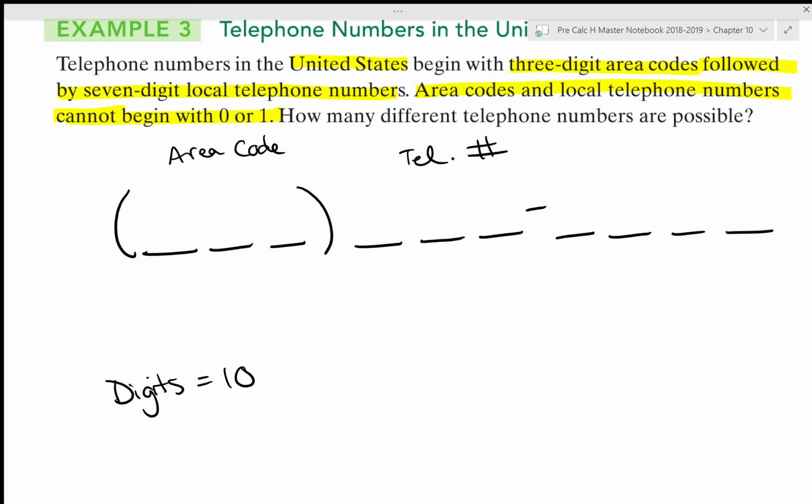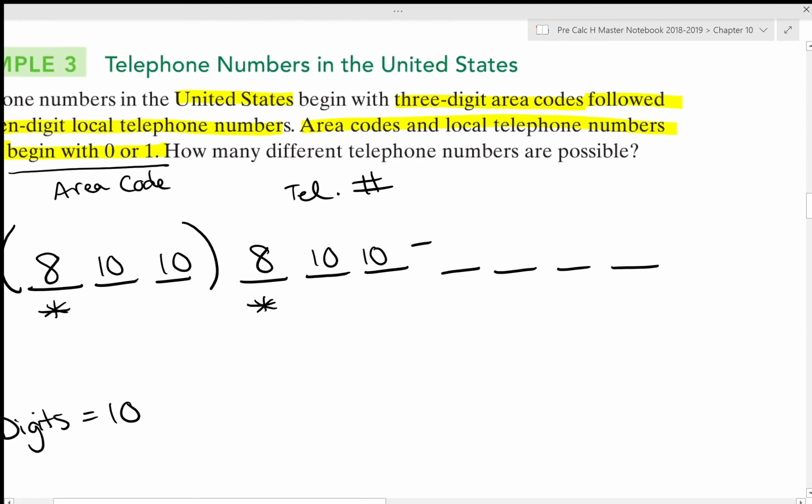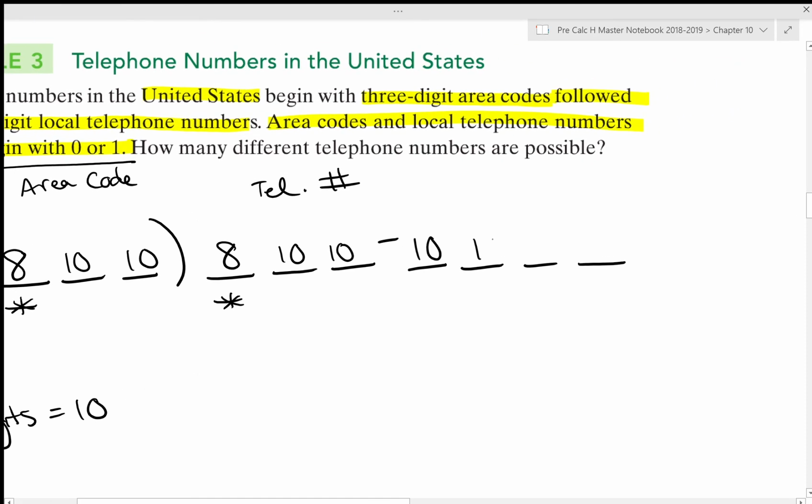However, area codes and local telephone numbers cannot begin with 0 or 1. So these are the beginnings of the area code and the telephone number. Instead of 10 possible outcomes, since you can't have 0 or 1, you have 8 possible outcomes. But for the rest, there are no rules about any of the other digits. So we can have 10, 10. And the reason we can have 10 for all of them is because numbers can repeat. That's no problem.